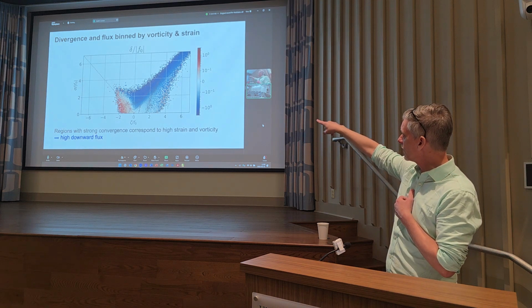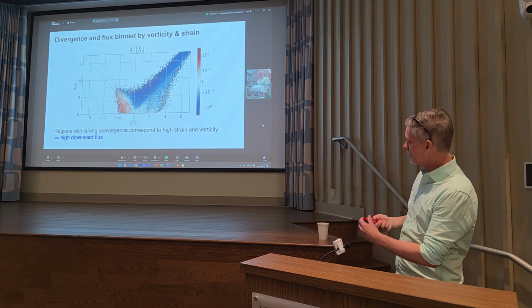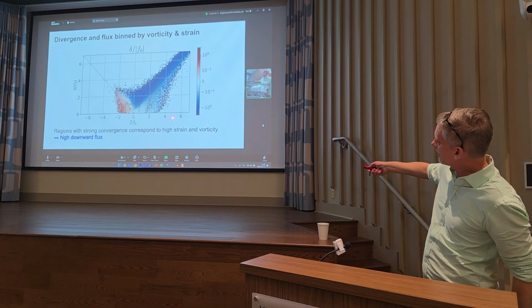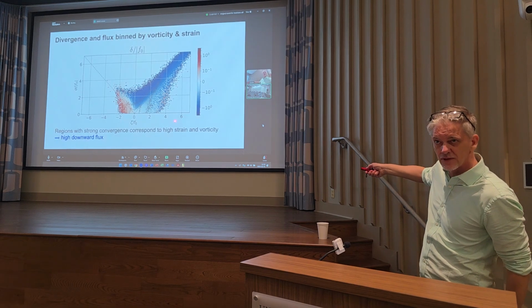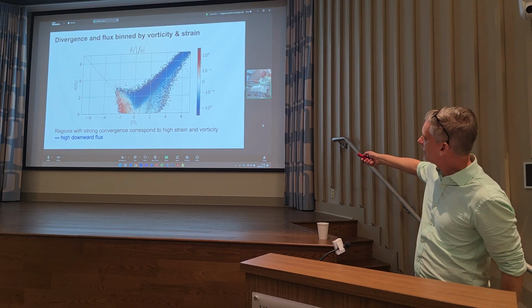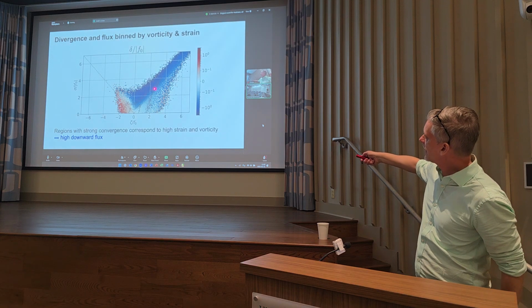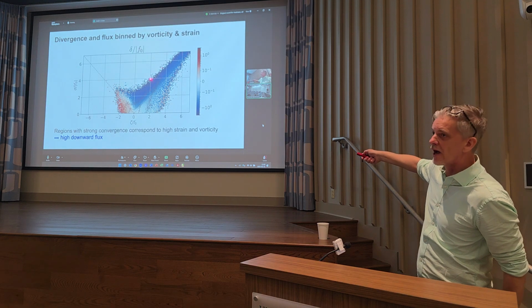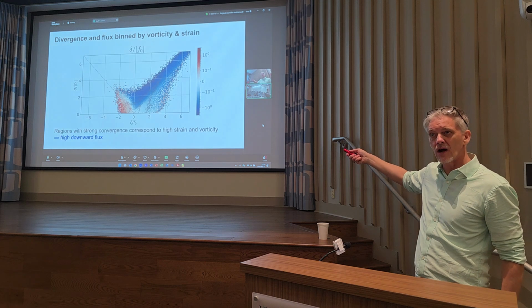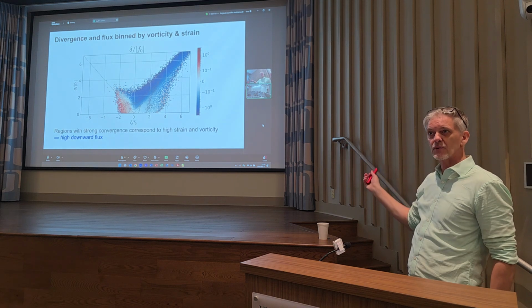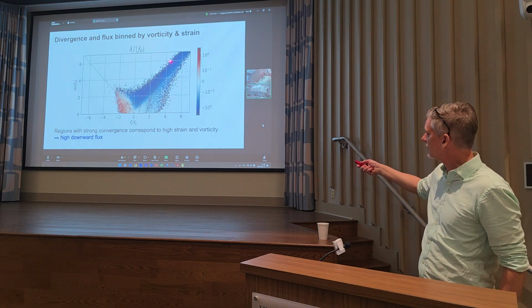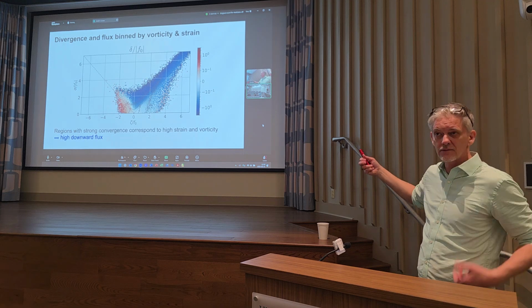So this is also showing you that what you should see here is that I have high positive vorticity, high strain, and negative divergence, or convergence. It all tends to lie just above this line, so consistent with having a little bit of non-zero divergence, because that's what brought it up above vorticity. And it tends to all be convergent.